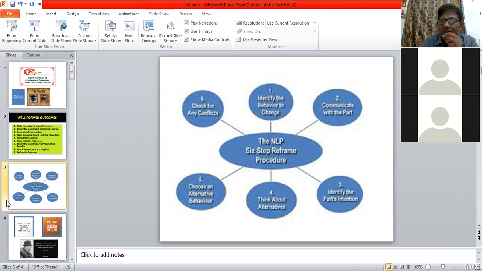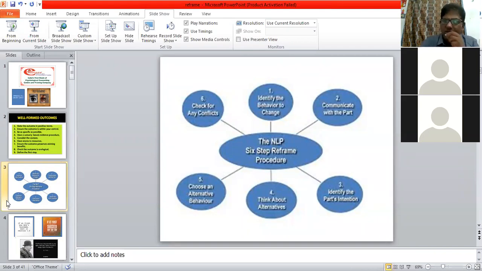Now, think about the alternatives. What are the other ways in which you can get the same thing? For example, you feel that your stress is released when you smoke. If you want to get your stress released, what other methods do you have? What other ways can you get it? And we have to generate some alternatives and give them to the unconscious part.